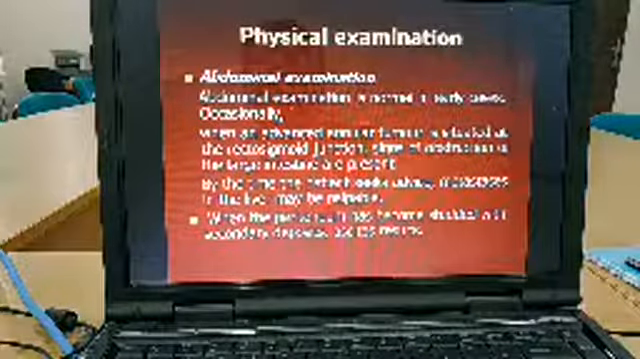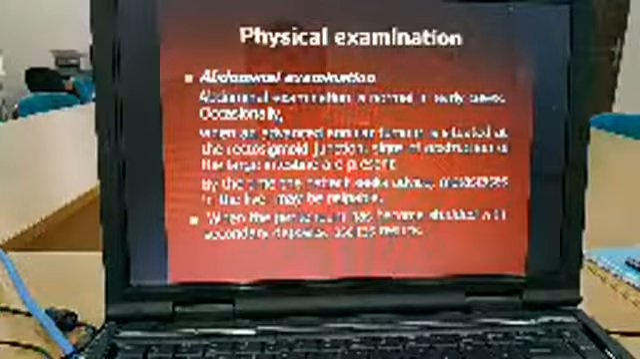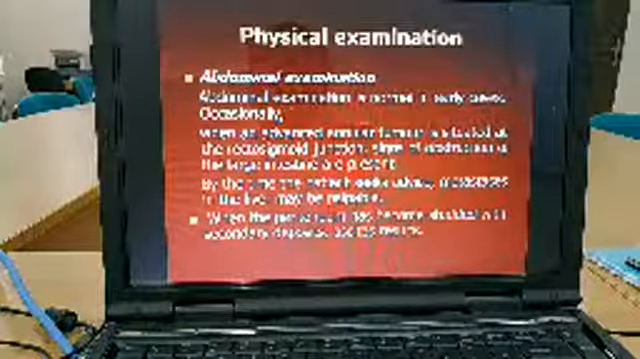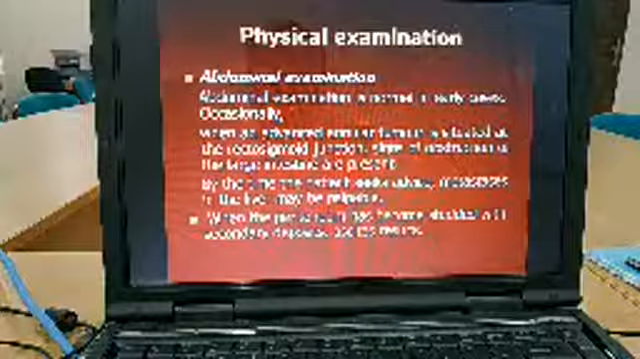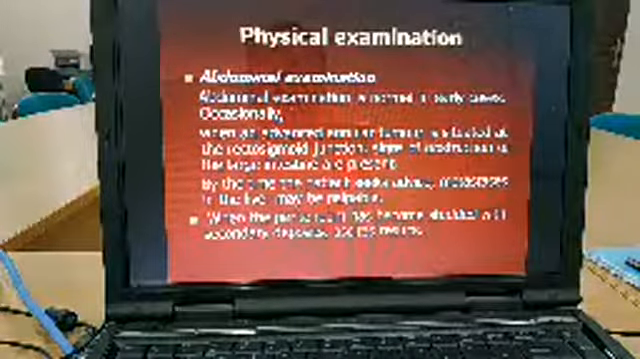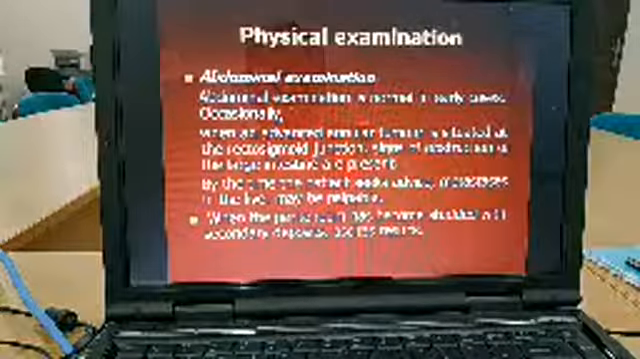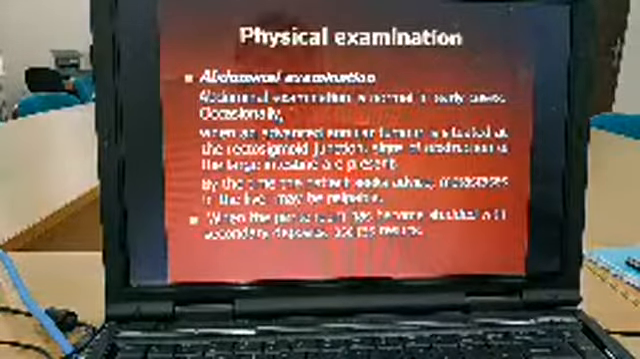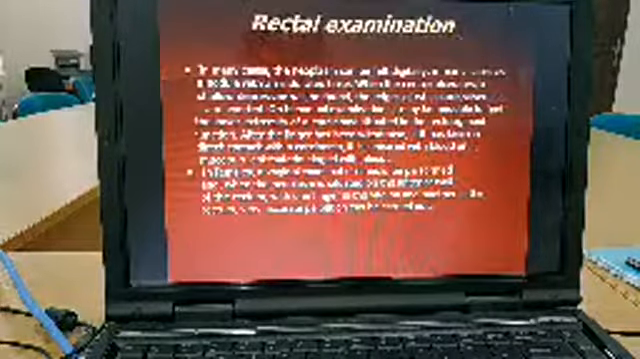When the peritoneum has been involved with secondary deposits, ascites may result. There are two tests to determine ascites: one is shifting dullness and another is the fluid thrill. It is commonly asked in the examination how you will ascertain that the patient has ascites. So you have to say, sir, I will do shifting dullness or fluid thrill to ascertain whether there is fluid in the abdominal cavity or not.